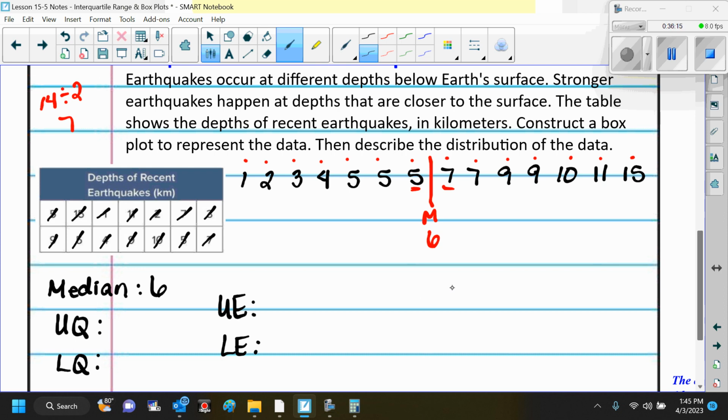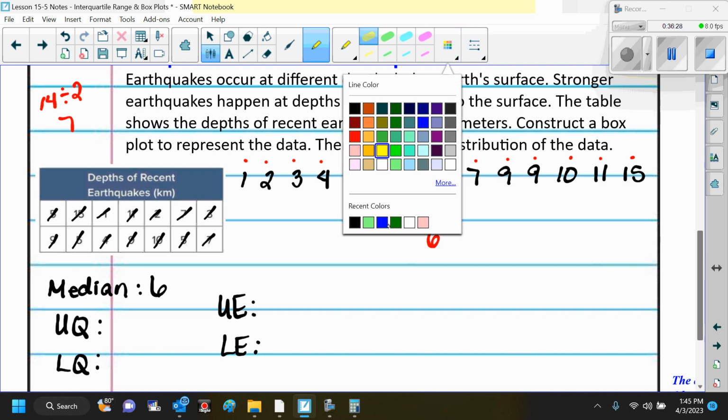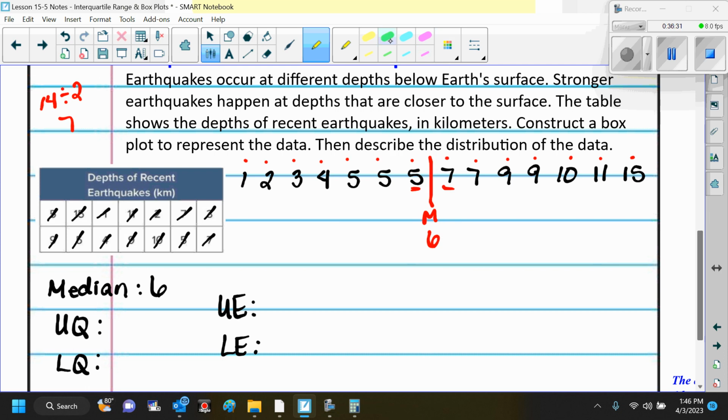Now, we just said we have 7 numbers in the lower half and 7 numbers in the upper half. So that means we only have one middle number to get to the quartiles. Okay, so we have 7, let's see, 2 goes into 7 3 times, that's 1, 2, 3, and then there is our upper quartile, and then 1, 2, 3, one more, there is our lower quartile over here.